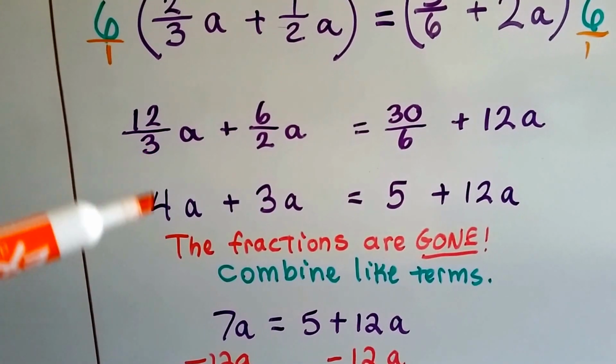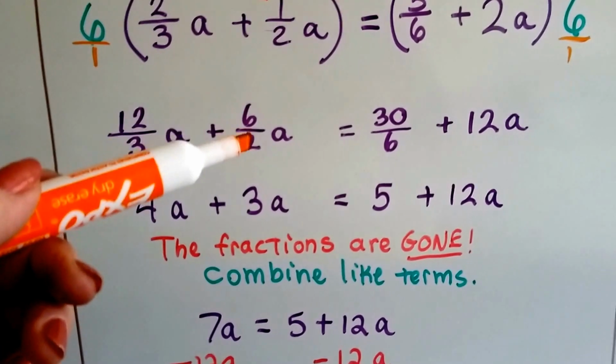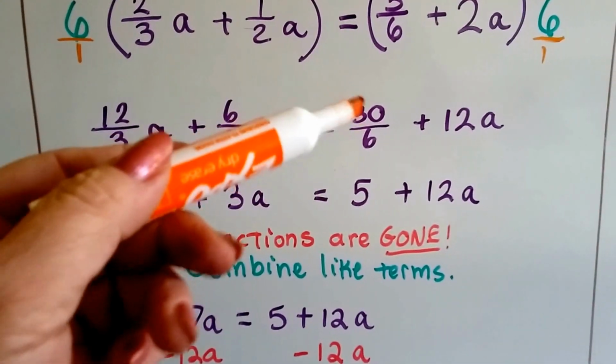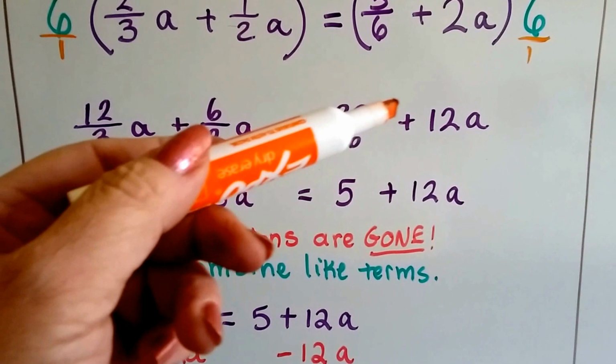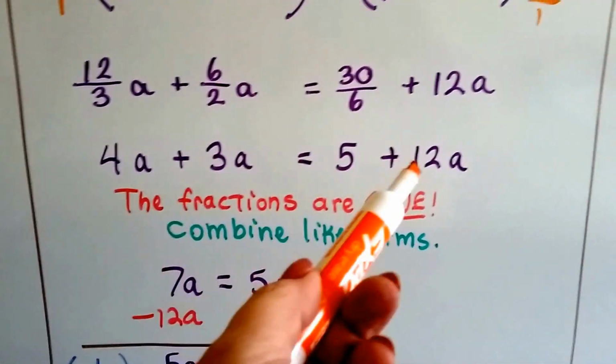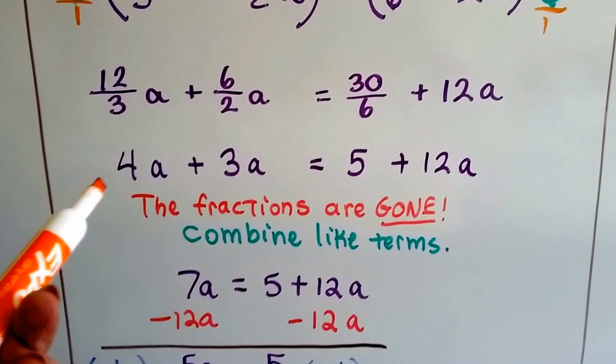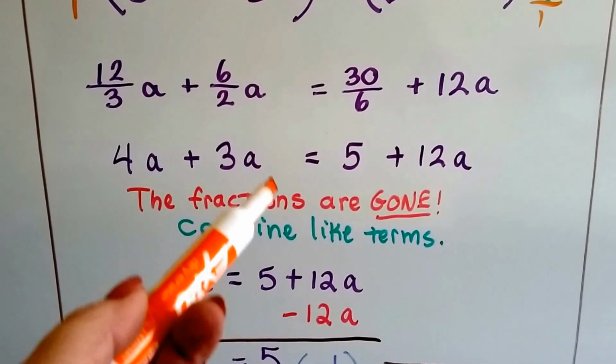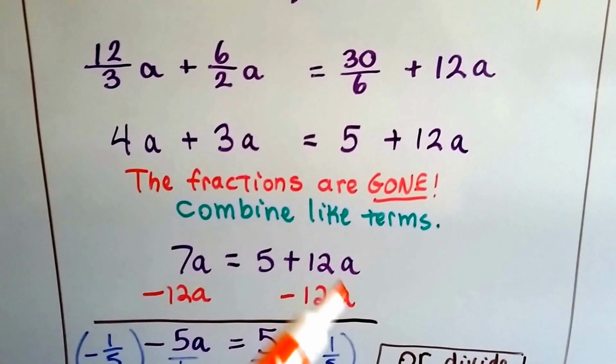12 over 3 is a 4a. 6 over 2 is a 3a. 30 over 6 is a 5. And we drop down our plus a. The fractions are all gone. Look. Looks simpler now, doesn't it? We combine these. We get 7a is equal to 5 plus 12a.